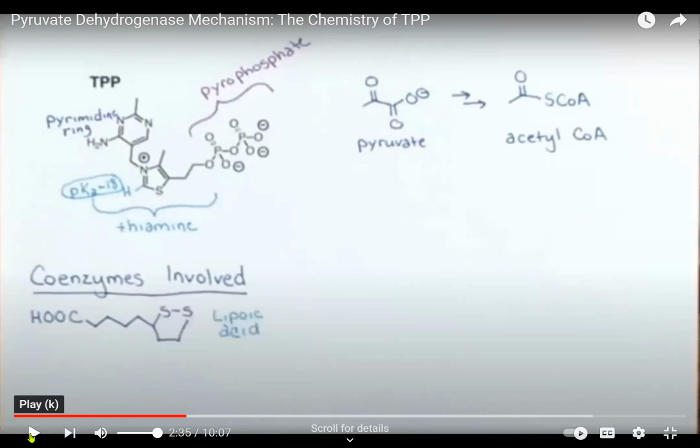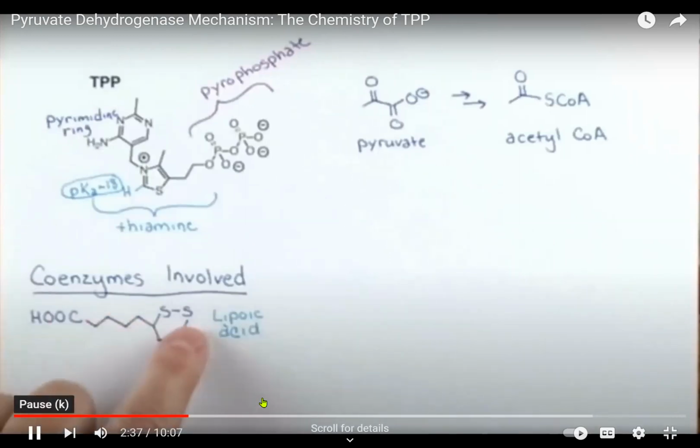I want to pause for a moment there because that confused me at first. Sometimes it's called lipoic acid, and sometimes it's called lipoamide. So since this in the active site of the E2 enzyme is attaching to a lysine, it becomes lipoamide. In case you didn't pick up on that, I had to listen to it a couple times before I actually picked up on that.